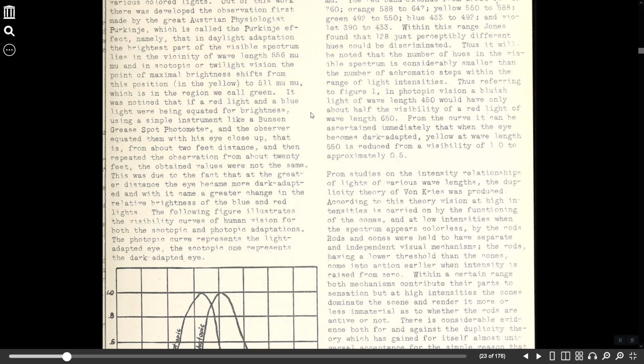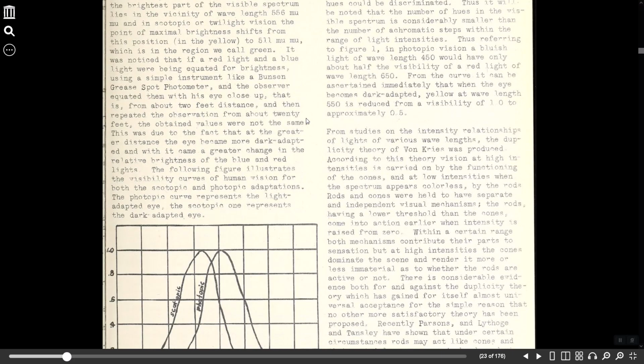It was noticed that if a red light and a blue light were being equated for brightness, using a simple instrument like a Bunsen grease spot photometer, and the observer equated them with his eye close up, that is, from 2 feet distance, and then repeated the observation from about 20 feet, the obtained values were not the same. This was due to the fact that at a greater distance the eye becomes more dark adapted, and with it came a greater change in the relative brightness of the blue and red lights.